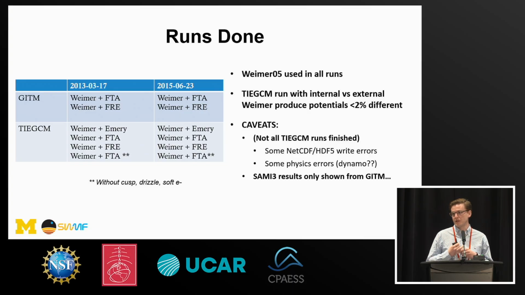So that is FTA and FRE. Those are the only two that are common between the two. We also did TiGCM runs with Emory with their default Aurora model, just as a baseline. The Weimer implementation we're using here is the same in both of them, less than like 1% different. There are extremes that are 2% different, but it's almost the exact same.